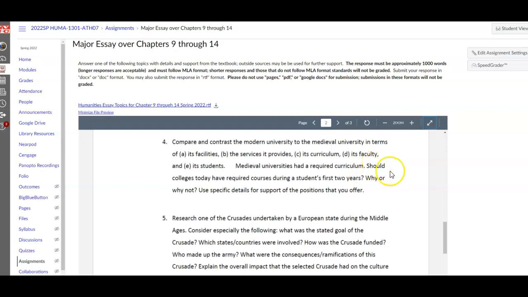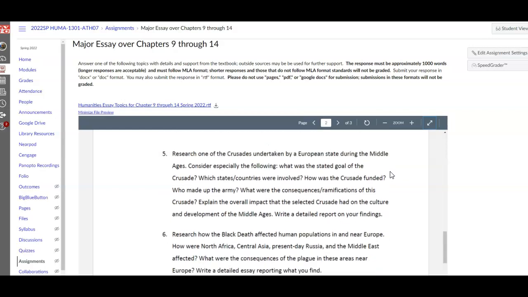Well, we have required courses too. Now, you sort of think about that. Should required courses still be part of it? Should there be more of an openness to curriculum? And support that one with details.